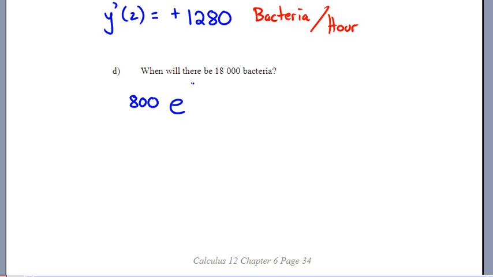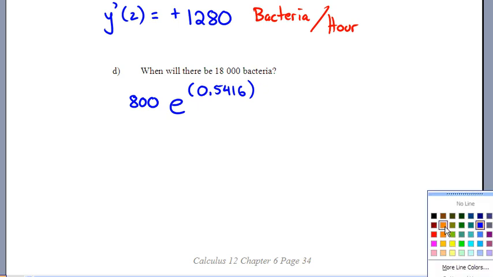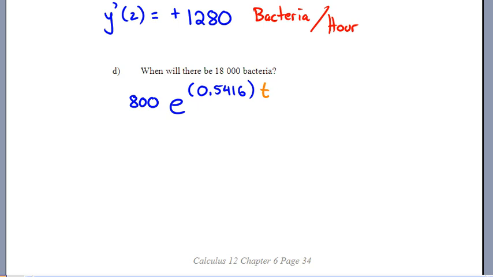And then E, we had that K up there, right? So the K was 0.5416. Or you could write that if you want in nice exact form. What was it, ln of 15 over 5 or something like that? Multiplied by some t. We're looking for this t. We don't know what it is, right? It's like, go find the t. We need that to hit 18,000.